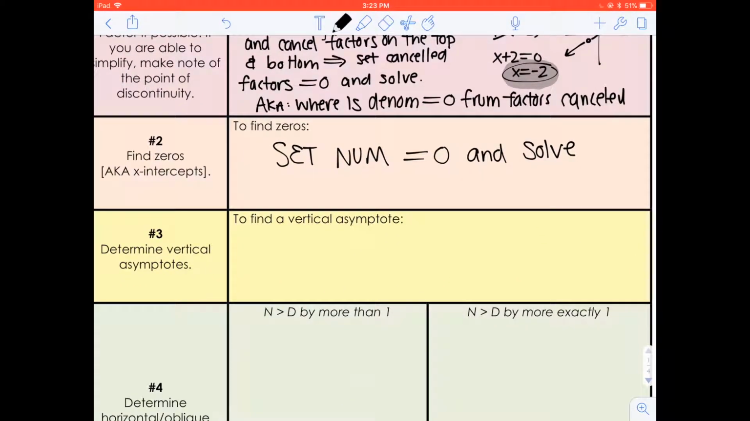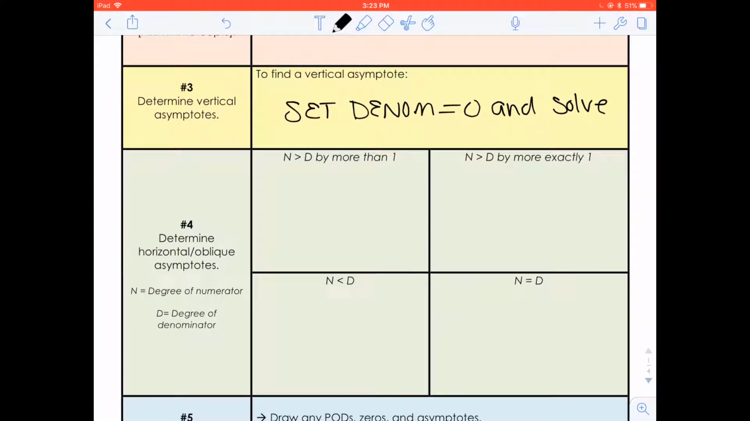All right, then we're going to move on to our vertical asymptotes. So to find your vertical asymptotes, you just set the denominator equal to 0 and solve. All right, so those ones are really easy. Steps 2 and 3 are really straightforward. Step 4 is horizontal or oblique asymptotes. These are going to be our asymptotes that are going to go kind of straight across or be slightly slanted on our graph.